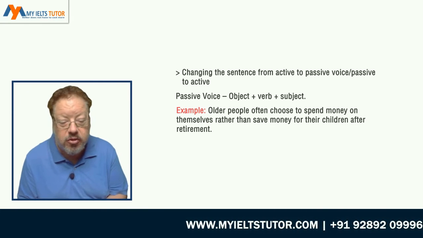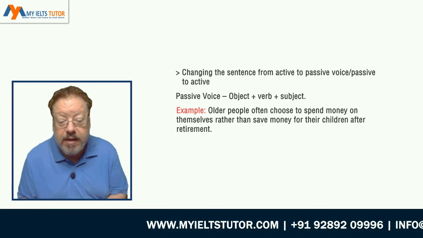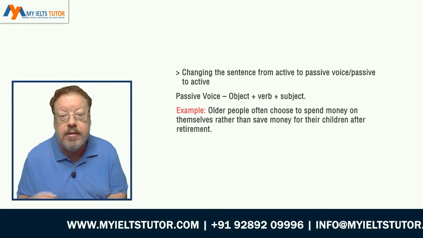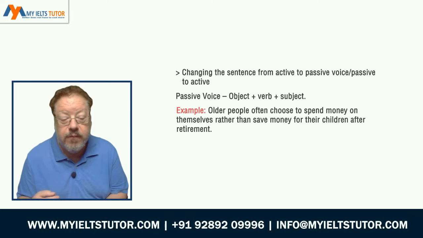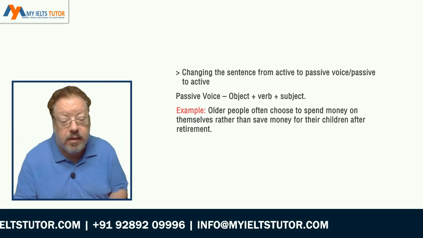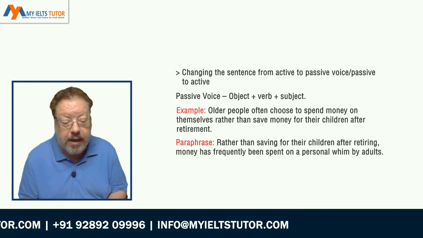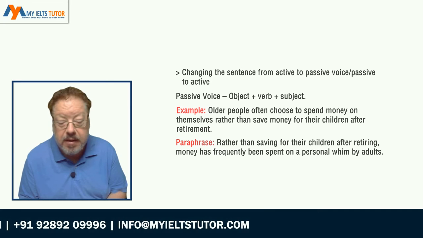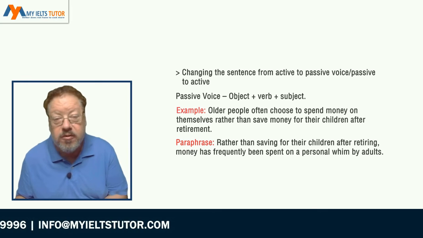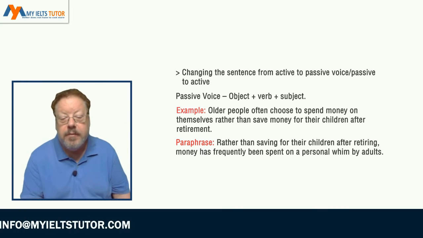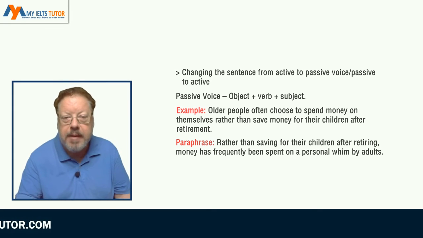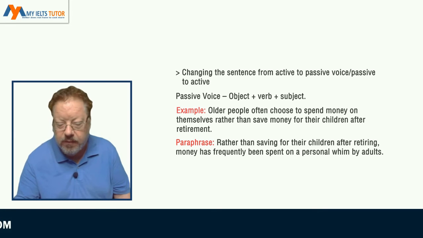Older people often choose to spend money on themselves rather than save money for their children after retirement. So older people are the subject, spending money is the verb, and then money is the object. Okay, so now our paraphrase is this: rather than saving for their children after retiring, money has frequently been spent on a personal whim by adults, or it should be on personal whims by adults. Okay, that would be more grammatically correct. So but there you go. That's changing active voice to passive voice.